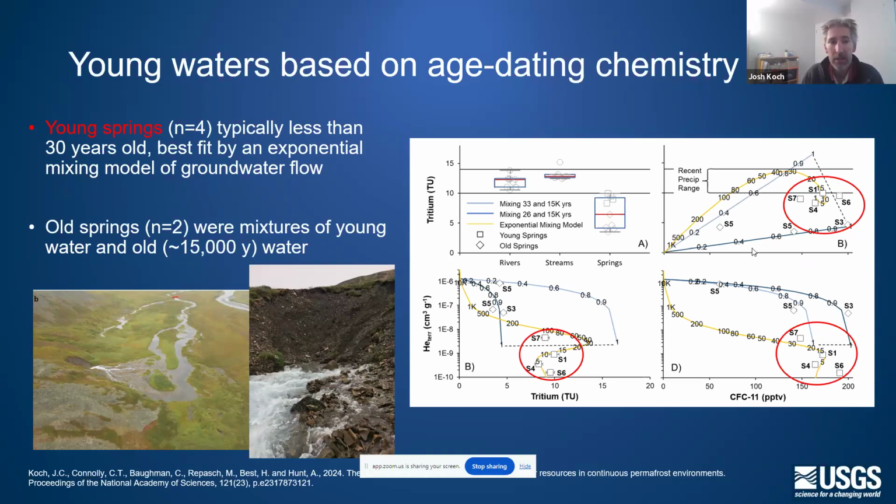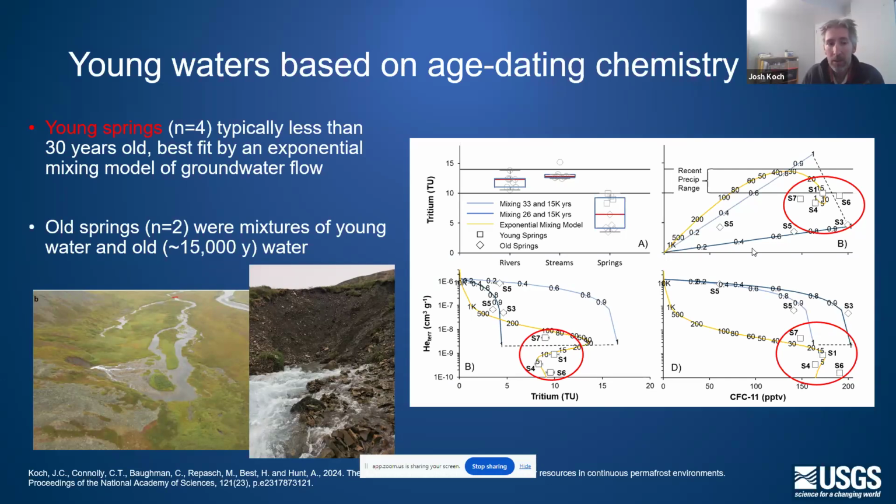circles indicating our young springs, typically we're finding that the ages of that water is less than 30 years and can be explained by an exponential mixing model of groundwater flow. So this is modeled using a lumped parameter model to conceptualize the movement of water through the subsurface. And so these young waters fit well with this model of mixing of young and old, in this case 30-year-old water, in these shallow subsurface flow paths.